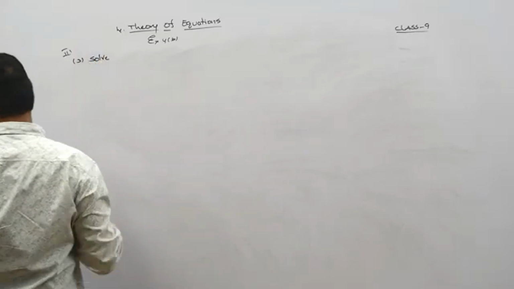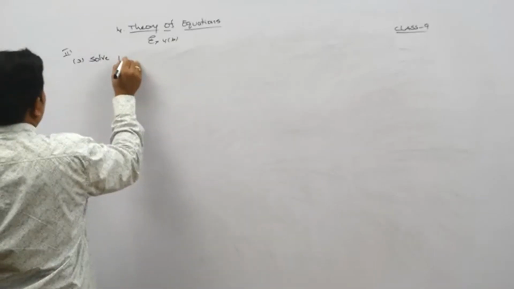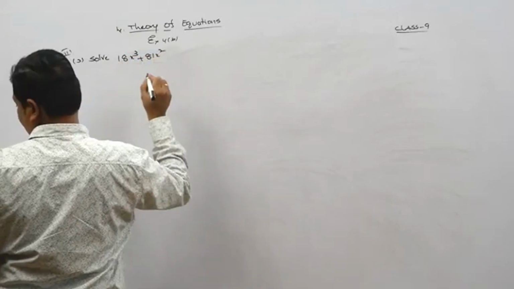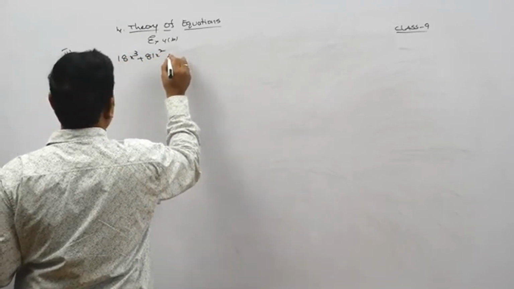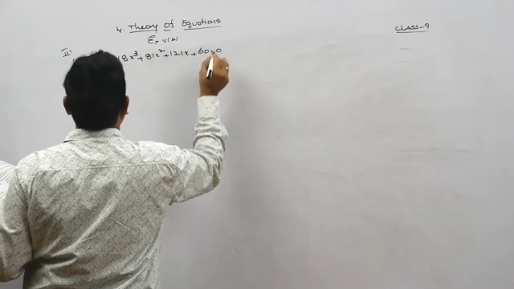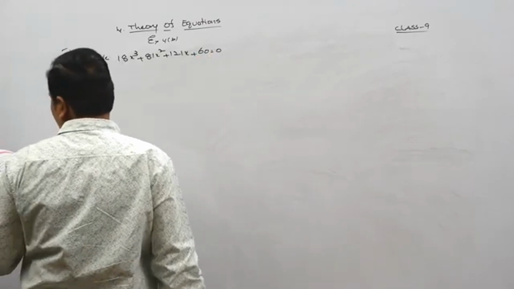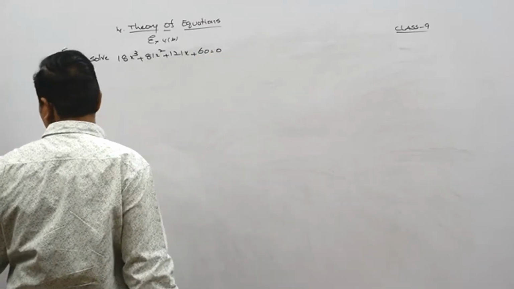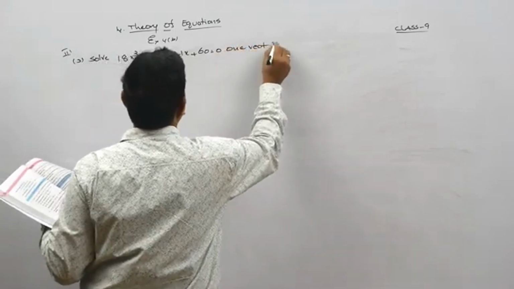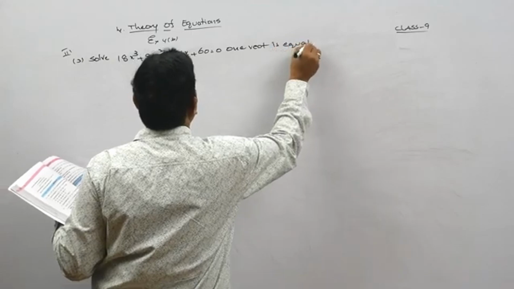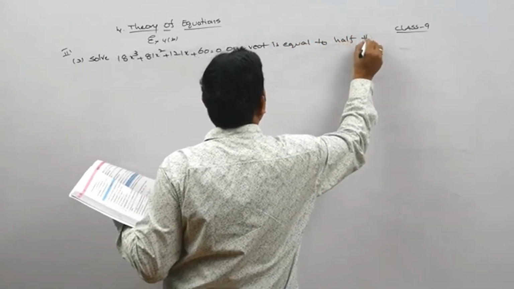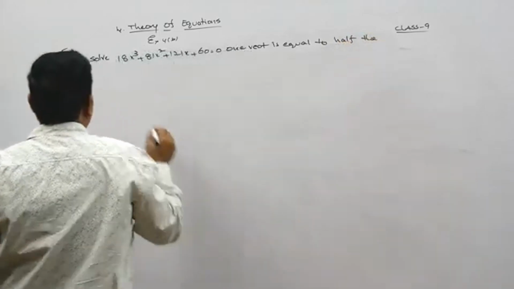Solve 18x³ + 81x² + 121x + 60 is equal to 0, given one root is equal to half the sum of the other two roots.